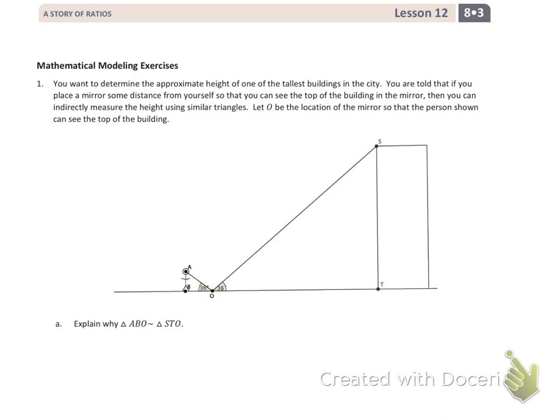So let O be the location of the mirror so that the person shown can see the top of the building. Okay, and if you took 7th grade science last year, you might have studied light and reflection. So you know that these angles are going to be equal.